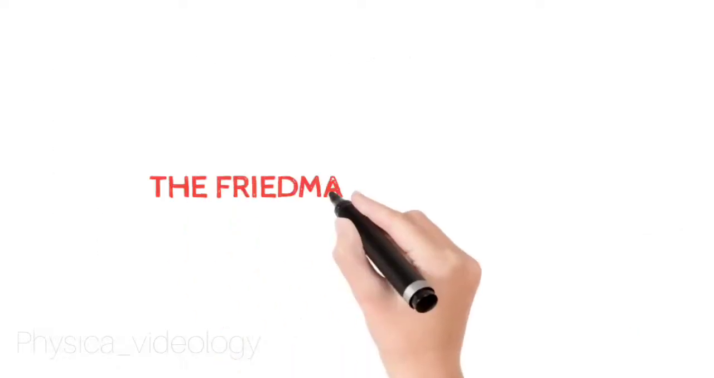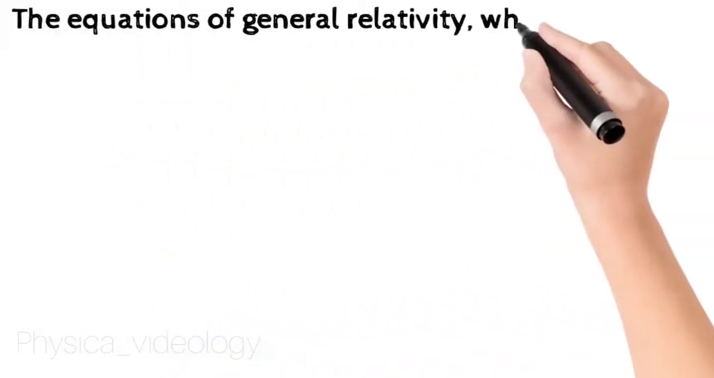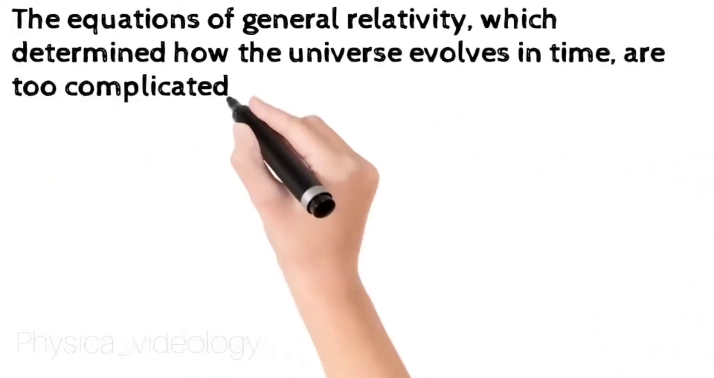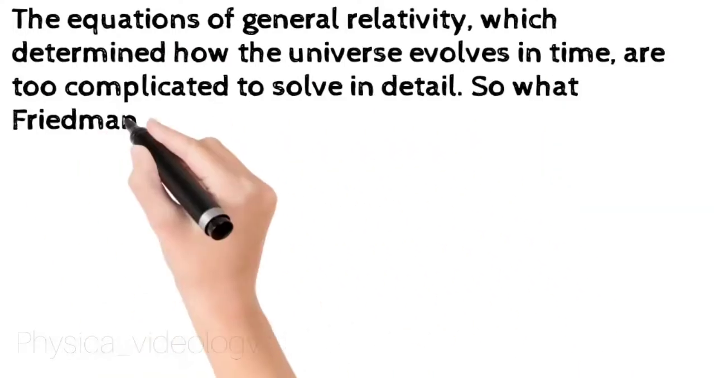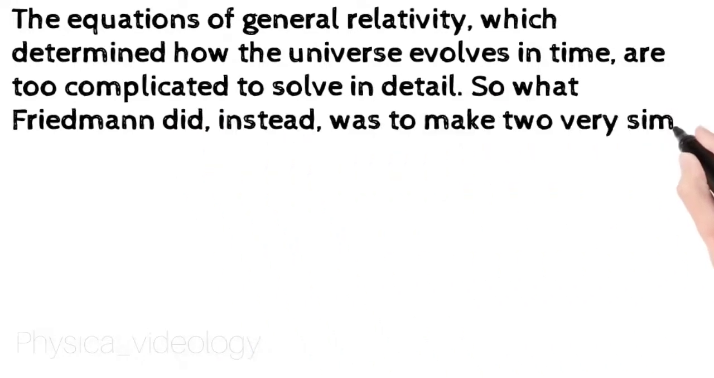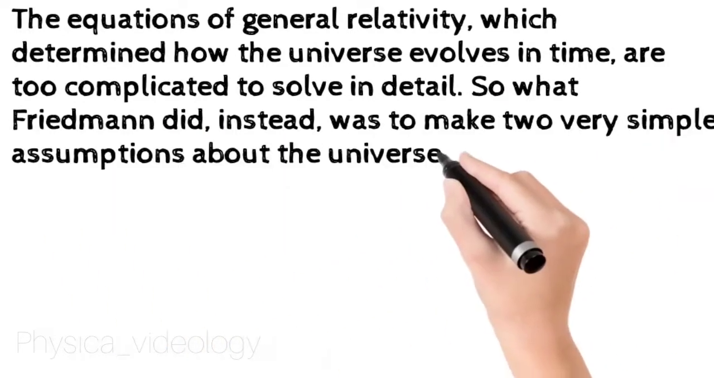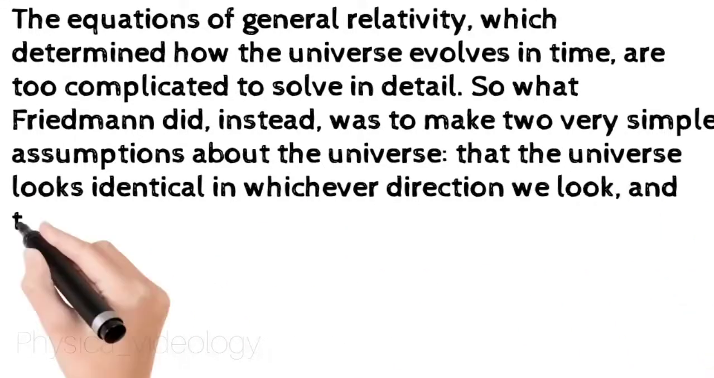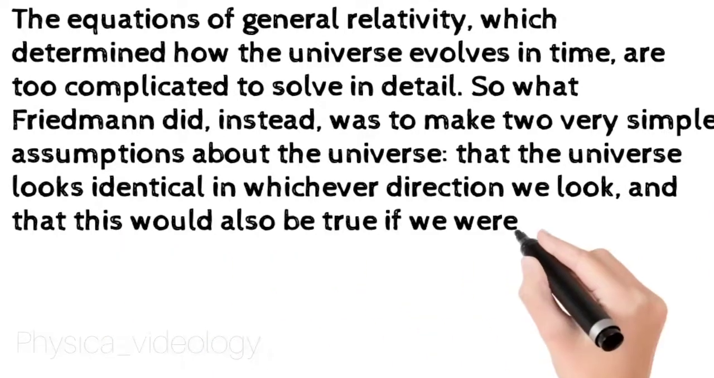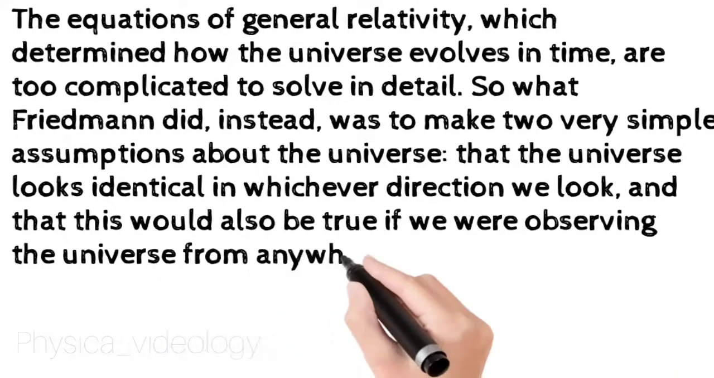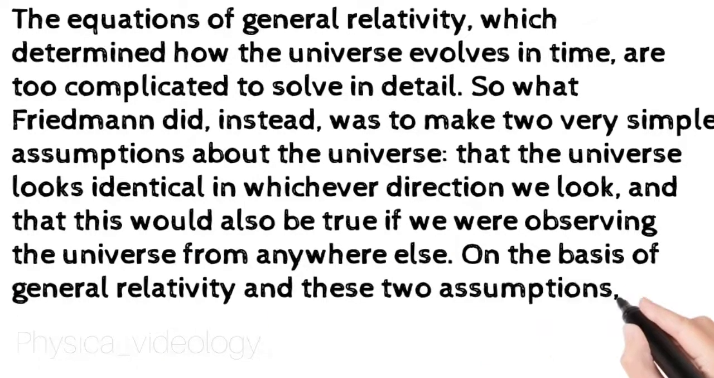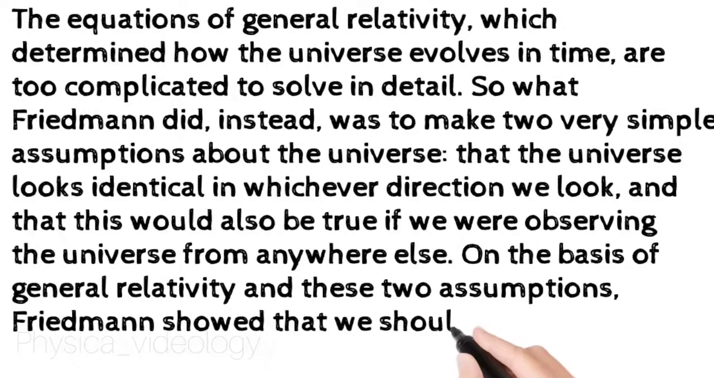The Friedmann models. The equations of general relativity, which determined how the universe evolves in time, are too complicated to solve in detail. So what Friedmann did, instead, was to make two very simple assumptions about the universe. That the universe looks identical in whichever direction we look, and that this would also be true if we were observing the universe from anywhere else. On the basis of general relativity and these two assumptions, Friedmann showed that we should not expect the universe to be static.